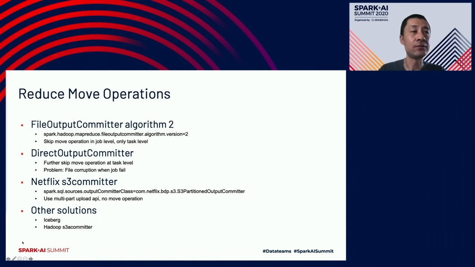However, we cannot afford those extra operations. We need to find some optimization. There are several existing solutions for the first two move operations. File output committer algorithm 2 skips the job level move operation. It moves output files from the task attempt folder directly to the job output in commit task. So we don't need to move them again in commit job. This removes the job level move operation. The task level move operation is still there. However, compared to the job level move operation, task level moves happen in parallel, so it is less of a problem.